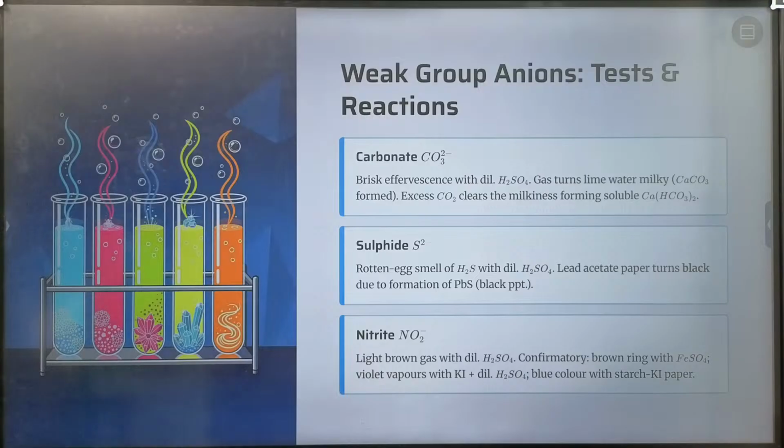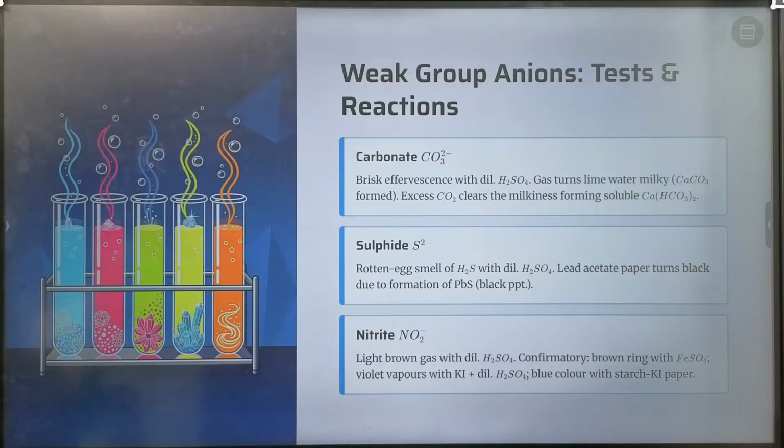Now if it is nitrite, NO2 minus, you take that salt and heat it strongly. When you heat it, you observe a light brown colored gas evolving. And when you add dilute sulfuric acid, the light brown gas intensifies. Now to confirm it as nitrite, you have to go for the confirmatory test, which is the brown ring test, or you can also go for the starch test. Usually we go for the brown ring test.